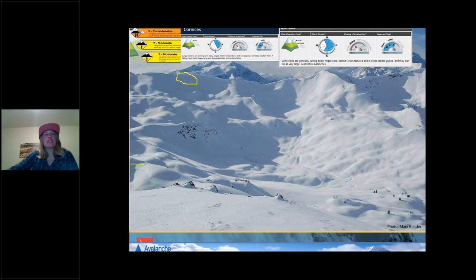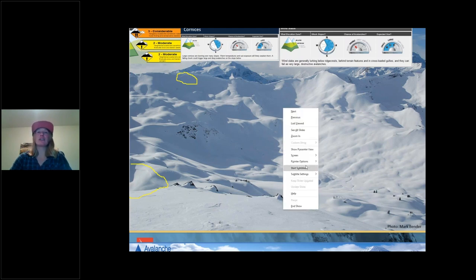So these are recent slides, right? We can see those fracture lines. So we can basically look at that and say, okay, we've verified that those wind slabs are exactly where we think they are. They're on those northeast aspects, those shady aspects. There's huge cornices here. There's a lot of zones here that we want to stay out of.